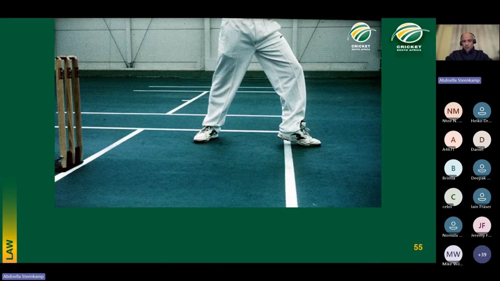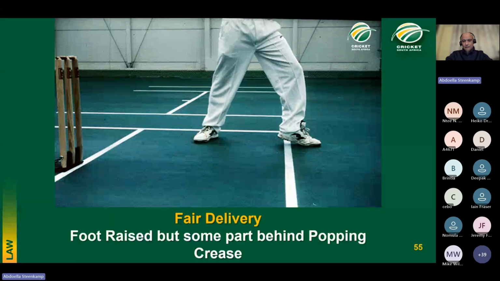Back foot, we're happy, not touching the return crease. Front foot, any part of the front foot grounded or raised behind the back edge of the popping crease? Yes, there is a small part behind the back edge, so we're happy, this is a fair delivery.